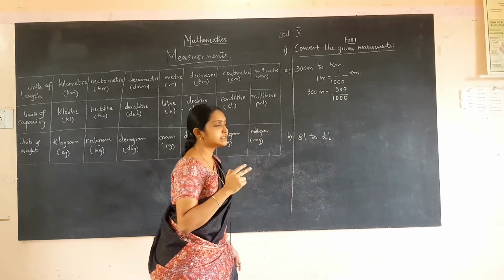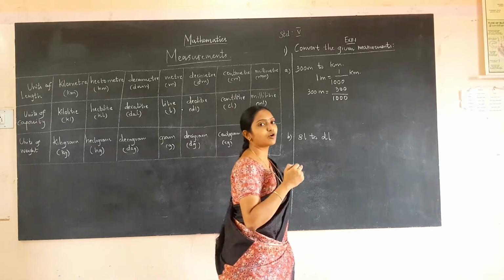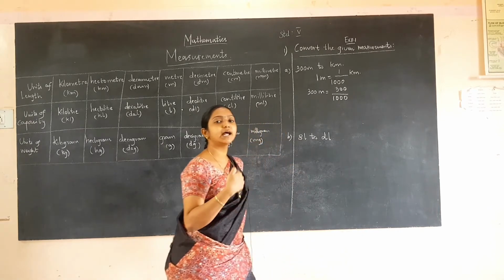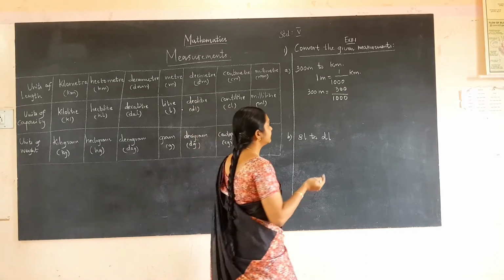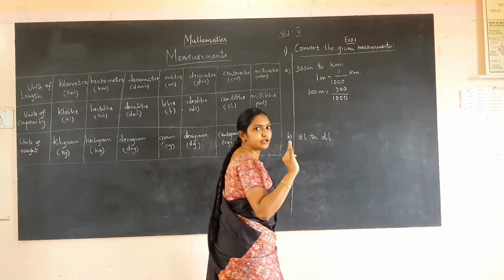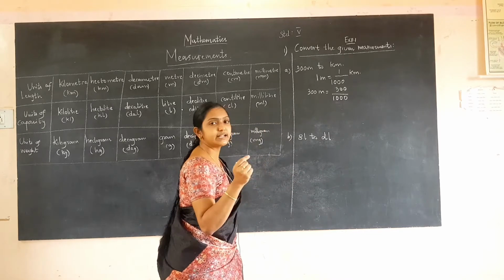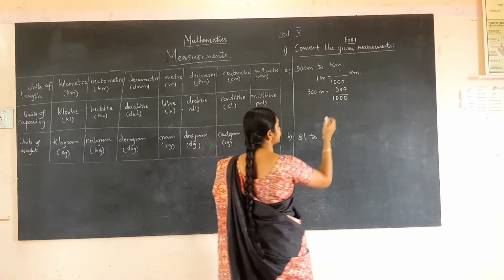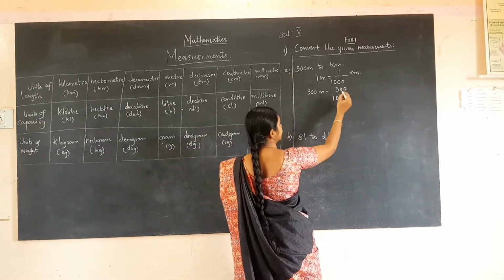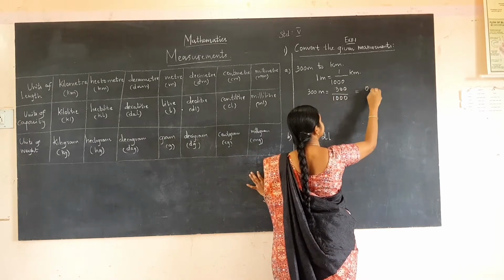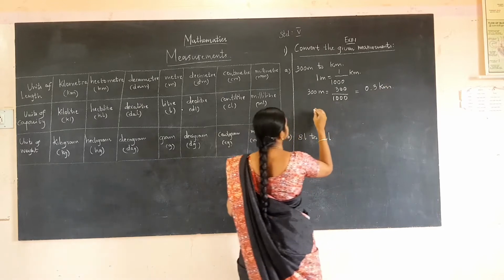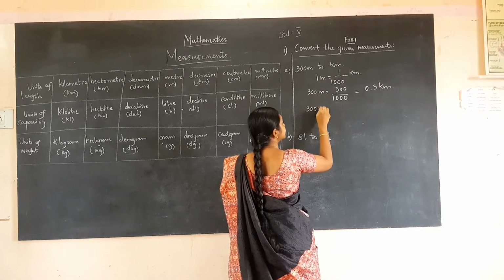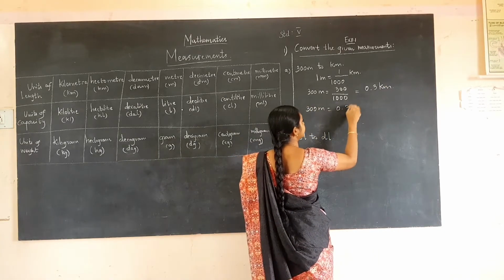We have already studied division of numbers by 10, 100 and 1000. We just have to move the decimal point. We have 3 zeros in the denominator, so we have to move the decimal point 3 places: 1, 2 and 3. So it is 0.3 kilometer. 300 meter is equal to 0.3 kilometer.